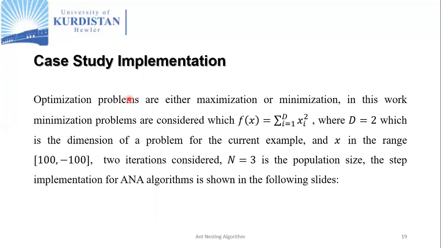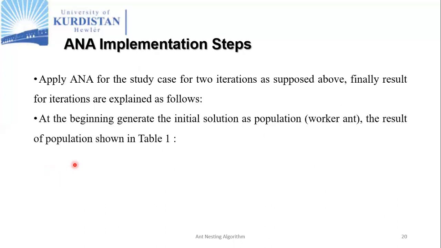Now, at least in this presentation, I'm going to give you a step-by-step of implementing the ant nesting algorithm, assuming that we have fitness function sigma x_i square for 2 dimensions, d equals 2, and we have 3 agents, 3 ants, as the population size. Each dimension is bounded between minus 100 and 100.